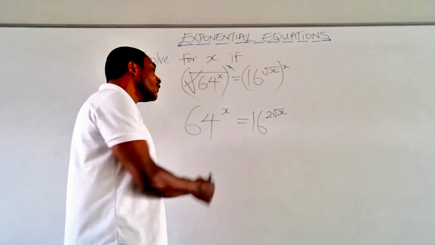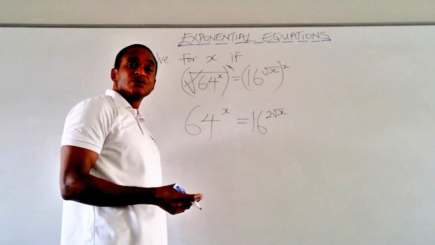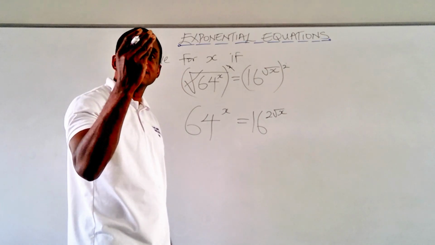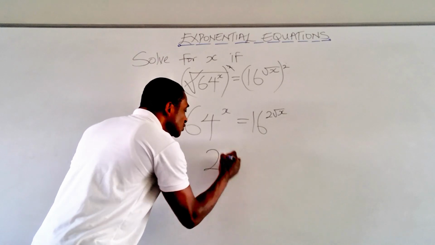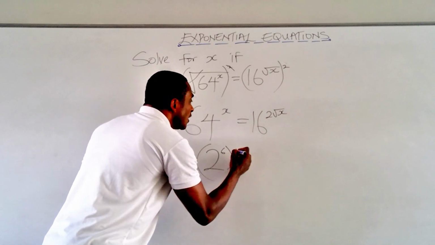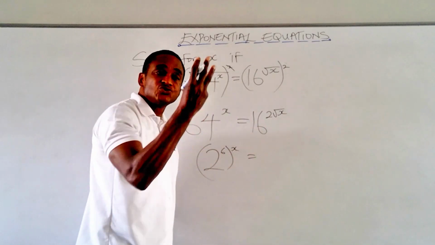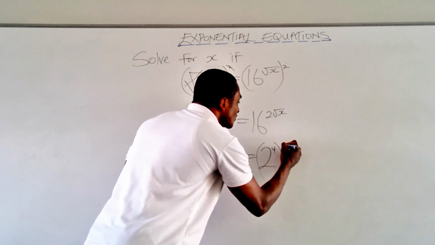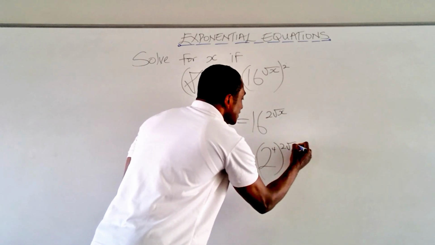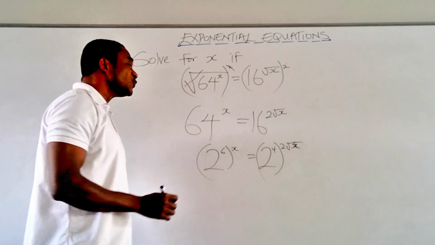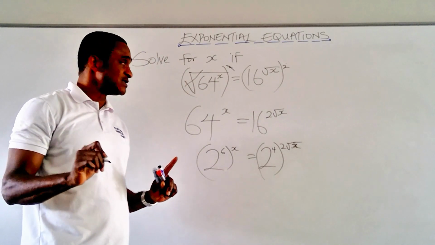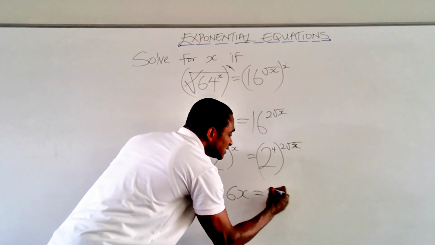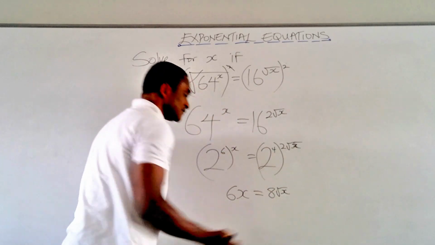So we think of what we can reduce 64 to. 2 times 2 times 2 is 8, times 2 is 16, times 2 is 32, times 2 is 64. So this is 2 to the power of 6, all to the power of x, and 16 is 2, 4, 6, 8, so 2 to the power of 4 into 2 root x. When we have reduced them to the same base, we can drop the bases and take the exponents. So we have 6 exponent x equal to 4 times 2, which is 8 root x.